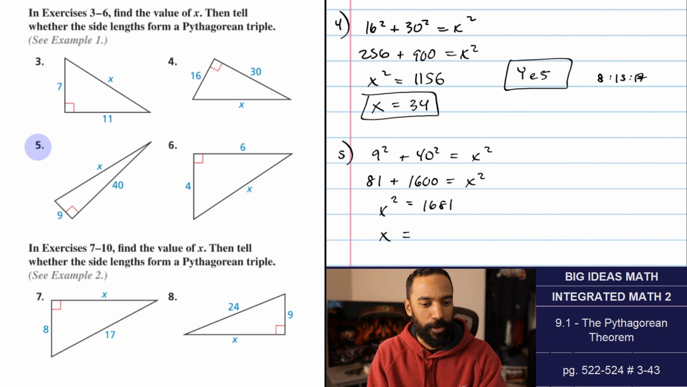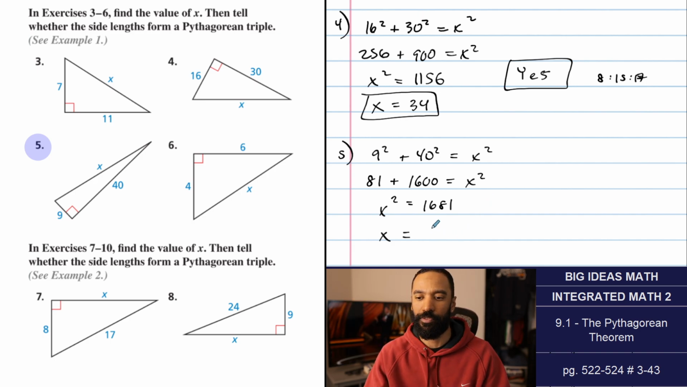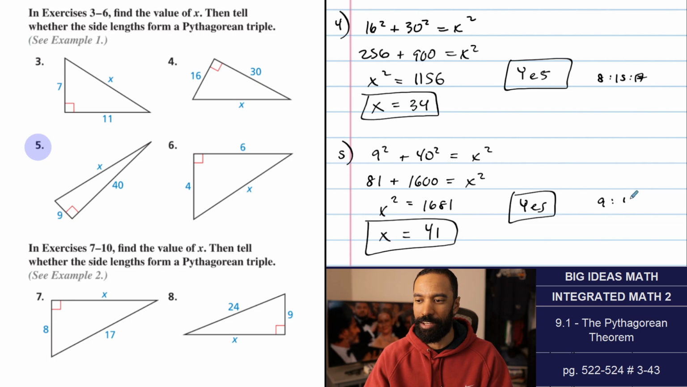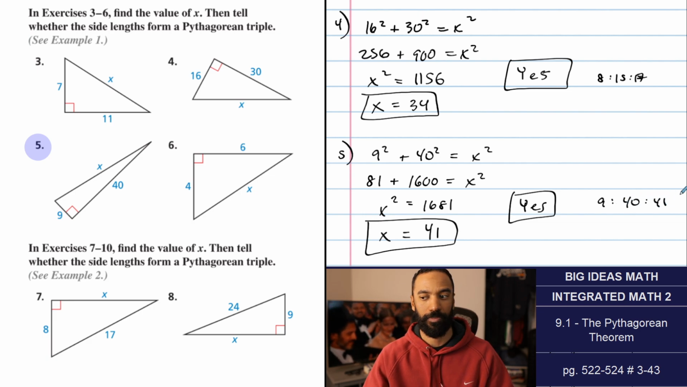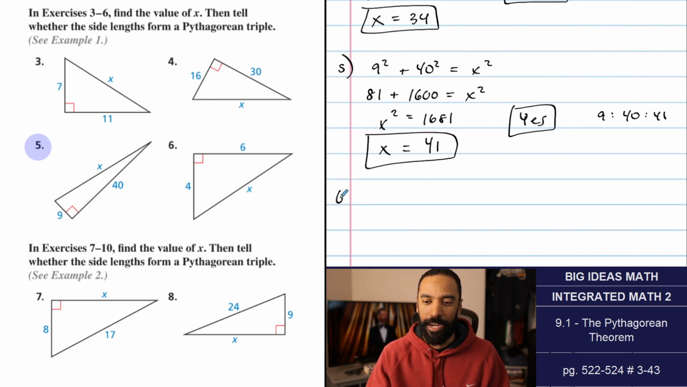Actually, I'm just gonna try 41 squared and see what I get. 41 squared, I get 1681. So x is 41. This is a Pythagorean triple. So yes, Pythagorean triple. It is of the 9, 40, 41 set, of which I didn't know existed. Yeah, there it is.